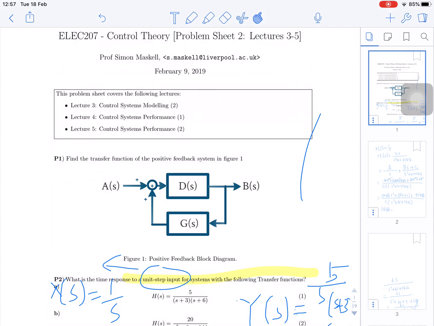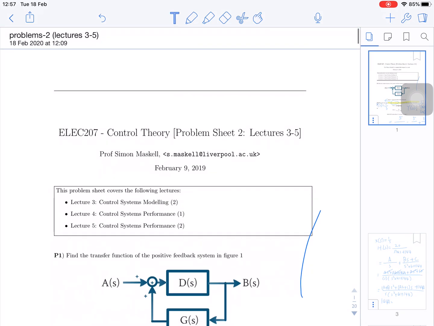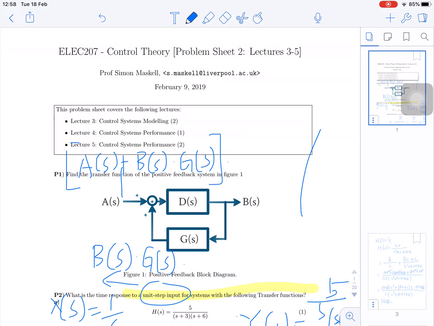The feedback function is defined as follows. Firstly, let's define this as B(s) times G(s), and this is A(s) plus B(s) times G(s), and together we are going to multiply it by D(s). It's going to be B(s).